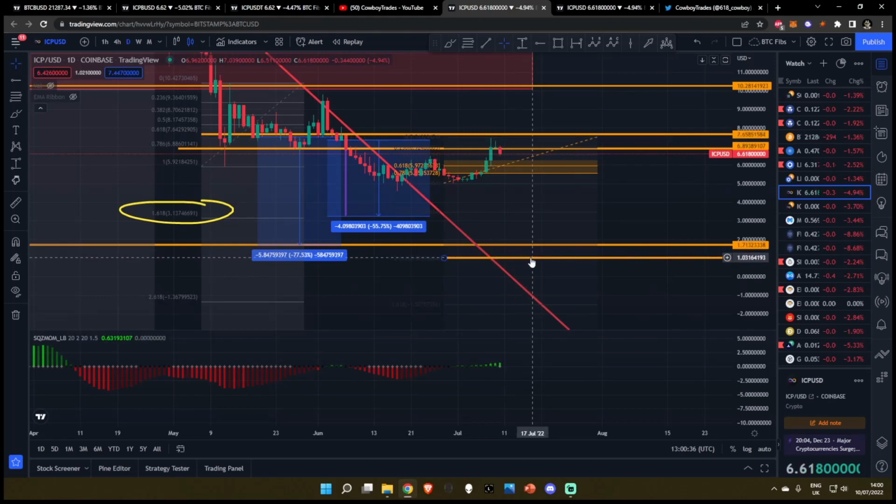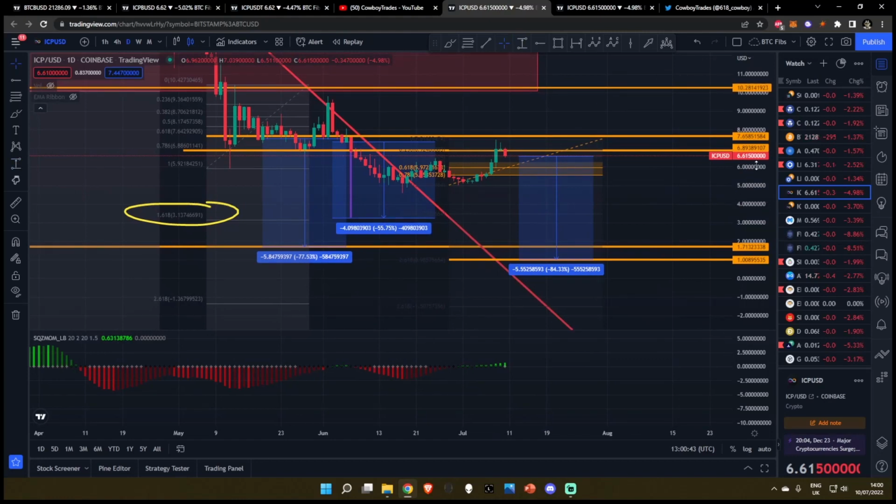This would be taking us all the way down to $1. And once again, I do think we're heading down to $1 very, very soon. In the next couple of months, this is going to be an 84% drop. Let's take it one step at a time though. In the short term, my price targets are still the same.